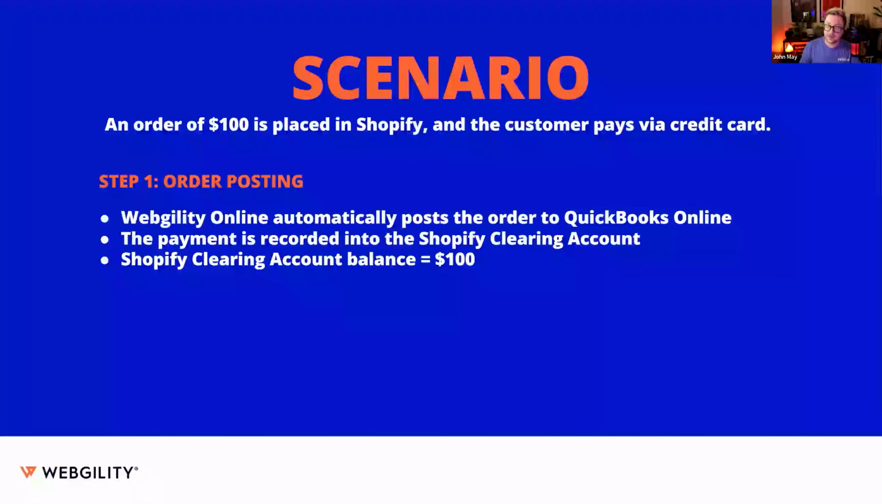So the natural workflow with Webgility is that Webgility will automatically post the order to QuickBooks Online, and maybe not automatically. Maybe you don't have the automation tool set up in that way yet. Maybe it just downloads the order automatically, but you review it and you post it to QuickBooks. That's the alternative. So you post the order to QuickBooks Online. The payment gets recorded into that Shopify clearing account that we set up under the chart of accounts section in the Webgility settings. And then you see in that Shopify clearing account in QuickBooks the balance of $100.